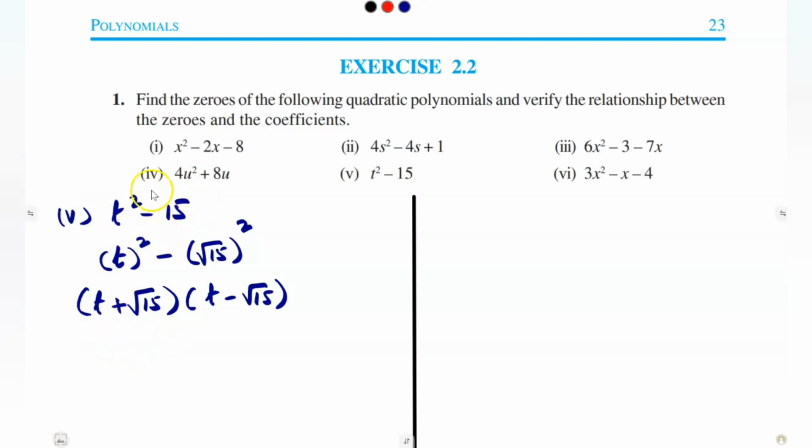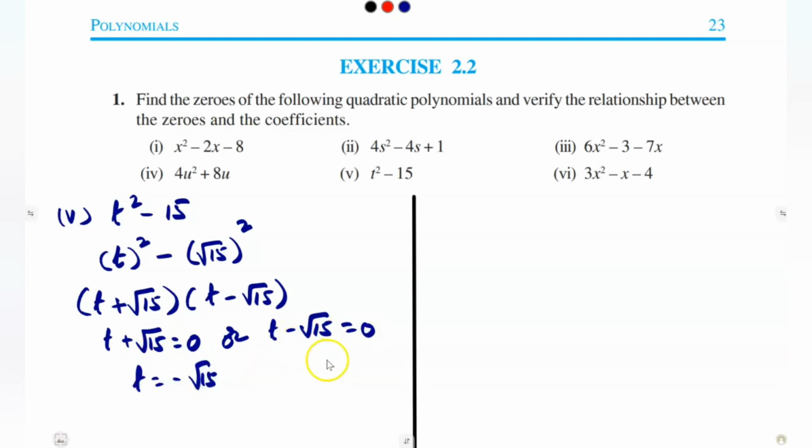Now, this polynomial would become 0 only if t plus root 15 is equal to 0 or t minus root 15 is equal to 0. So, if t plus root 15 is equal to 0, t is equal to minus root 15. And if t minus root 15 is equal to 0, t should be equal to root 15. These are the two zeros of this polynomial. So, let us write alpha is equal to minus root 15 and beta is equal to plus root 15.